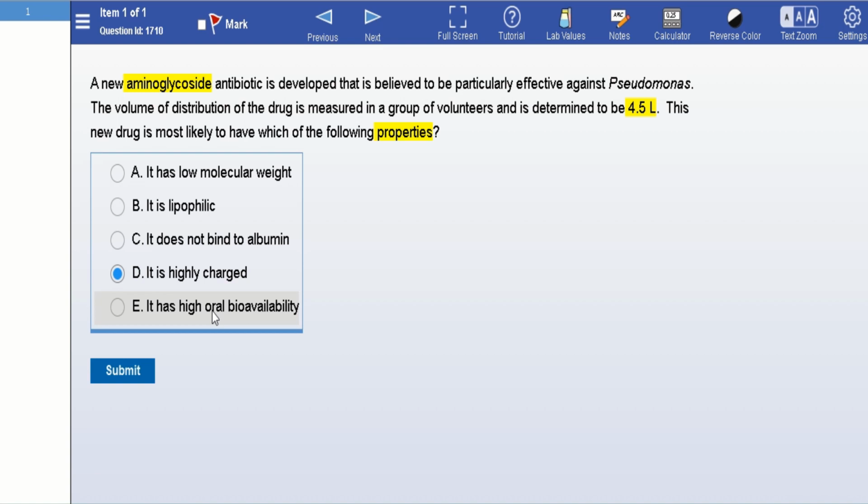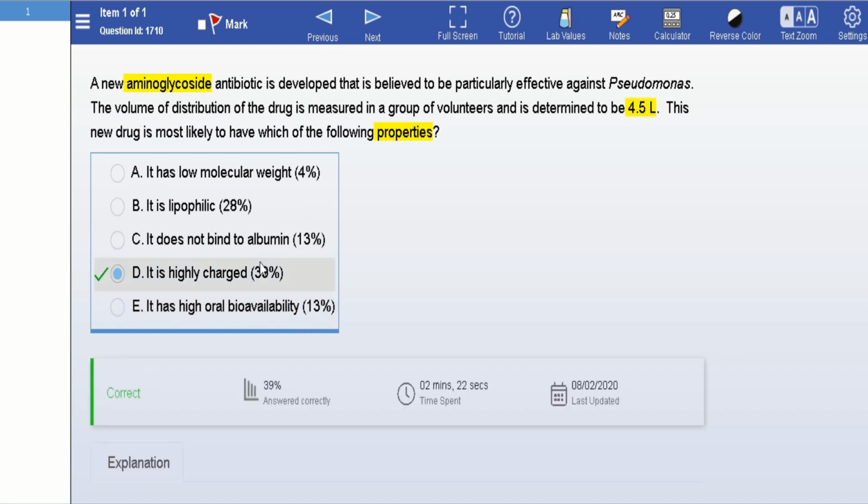High oral bioavailability means that a lot of what is taken in or ingested reaches the blood, or reaches the plasma, and this really has nothing to do with distribution. Okay, and so the correct answer is highly charged, and I'm surprised actually that not a lot of people did it right. It's like 39%, even though this question gives you two clues, guys.